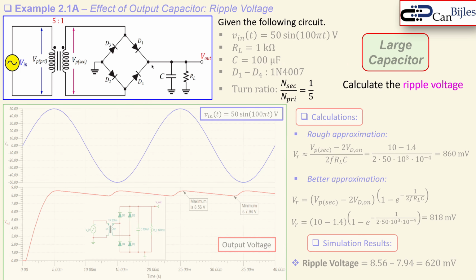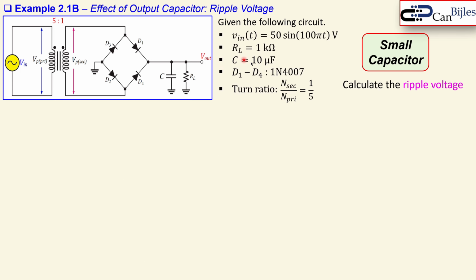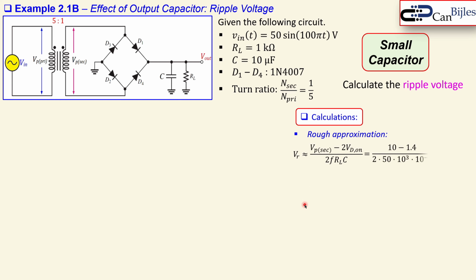We move on and then make the capacitor again 10 microfarads instead of 100. Again, the same circuit, everything is the same: input voltage, the turns ratio, and we need to calculate again the ripple voltage. So let's go then through the calculations. Now 10 to the power minus 5 instead of 10 to the power minus 4.